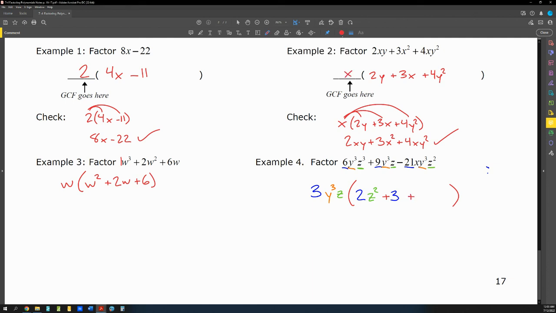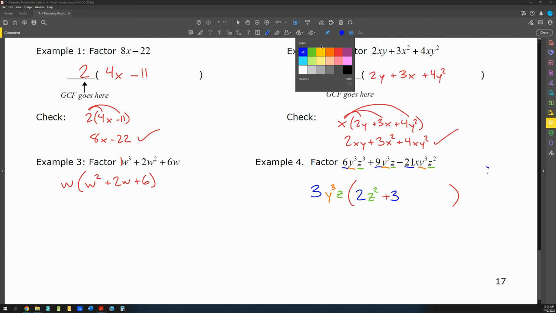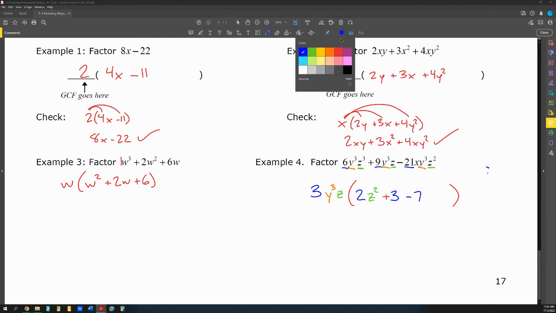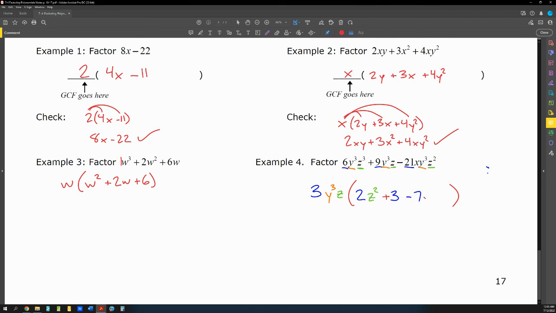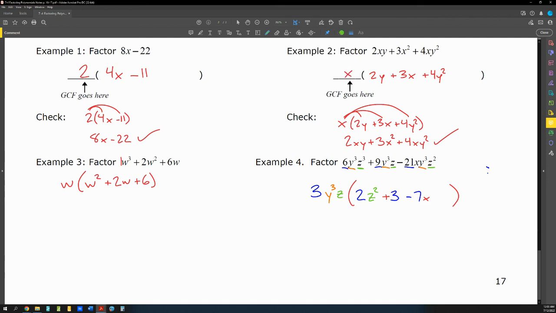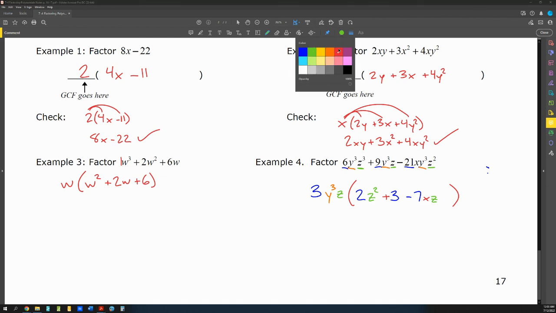And then finally, plus, or actually, you know what? Negative 21 divided by 3 is negative 7. So I'm actually going to write minus 7. We have an x that hasn't changed. We didn't factor that out, so that stays. Our y cubed divided by y cubed is 1. That factors out completely. And then z squared divided by z is just 1z, or z. Okay? So here's our final answer. Let me circle my answers.